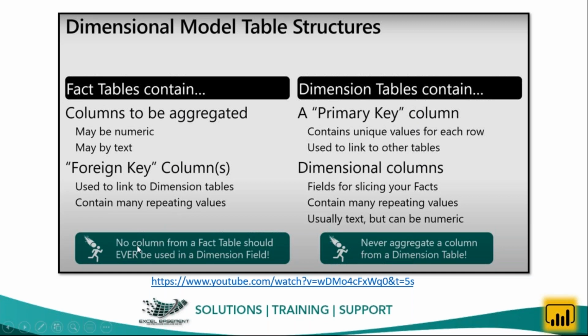So here a caution is written: no column from a fact table should ever be used as a dimension field. It's very important to understand. And never aggregate a column from a dimension table. For the aggregation purpose, we use the fact tables. Aggregation means calculations. When we need to do some analysis, we fetch the data from the fact tables. But for the presentation purpose, we don't need aggregation from the dimension table. That's for slicing and dicing of different dimensions in the dashboards.